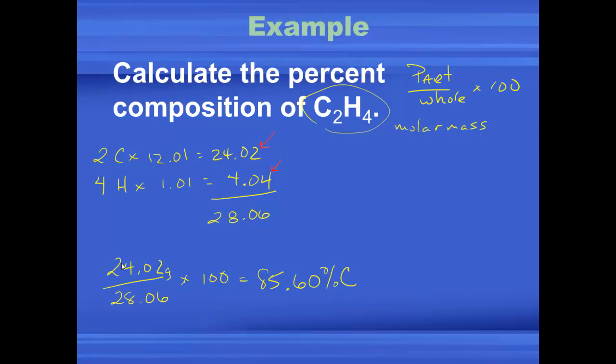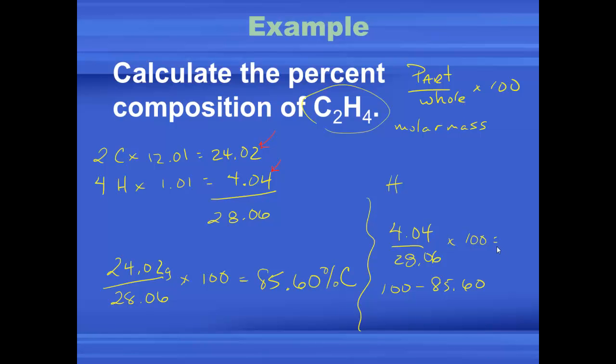Again, now at this point you have two choices. You can subtract from 100, or you can set up the math. So if we're doing our hydrogen now over here, I can do it two ways. 4.04 divided by 28.06 times 100. Or I can just do 100 minus 85.60.